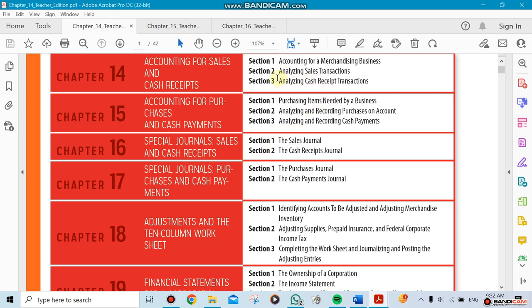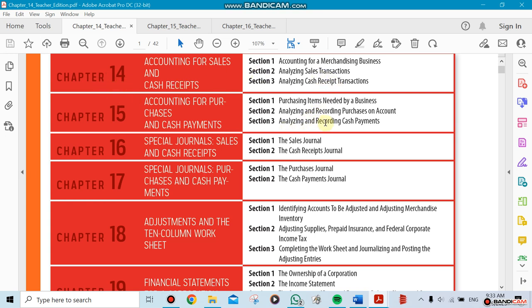Now, in chapter 14, there are three sections: accounting for merchandise business, analyzing sales transactions, and analyzing cash receipts. When we say sales transaction, we actually mean selling on an accounts receivable system. For example, if you sell an item and you don't receive cash, you put it as an account receivable. So that's how chapter 14 is going to be.